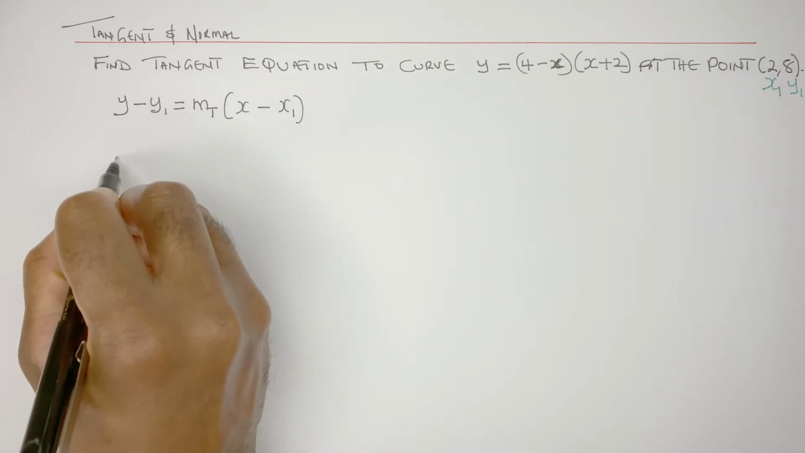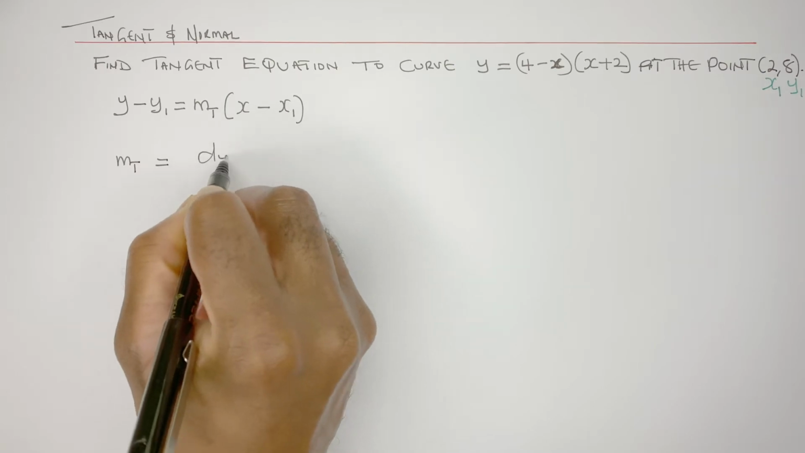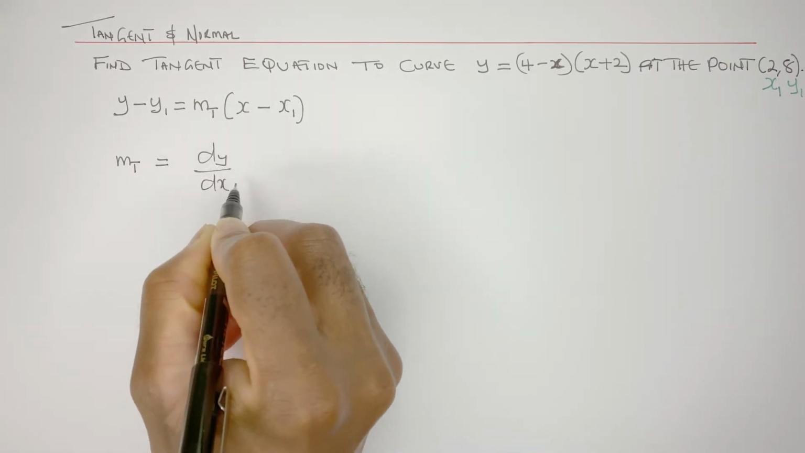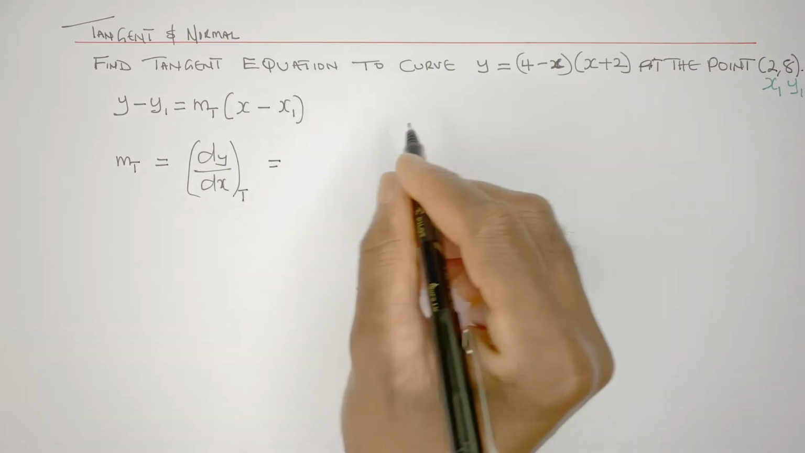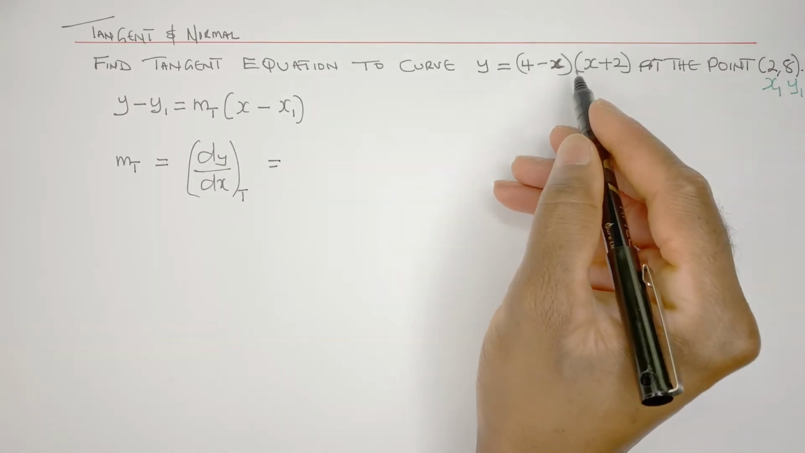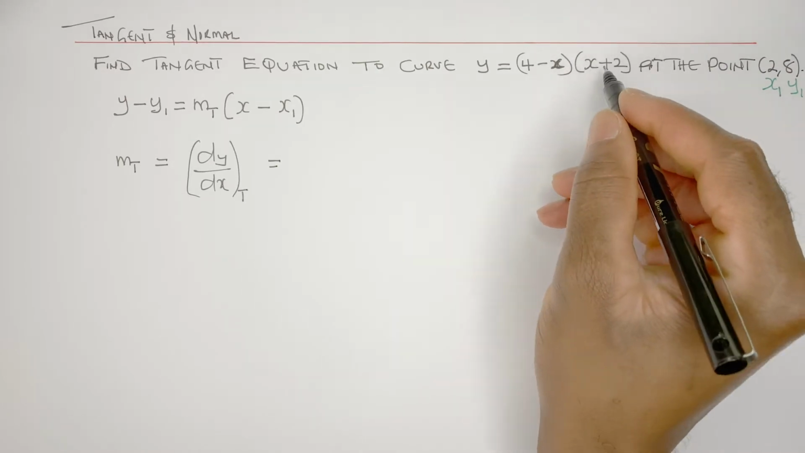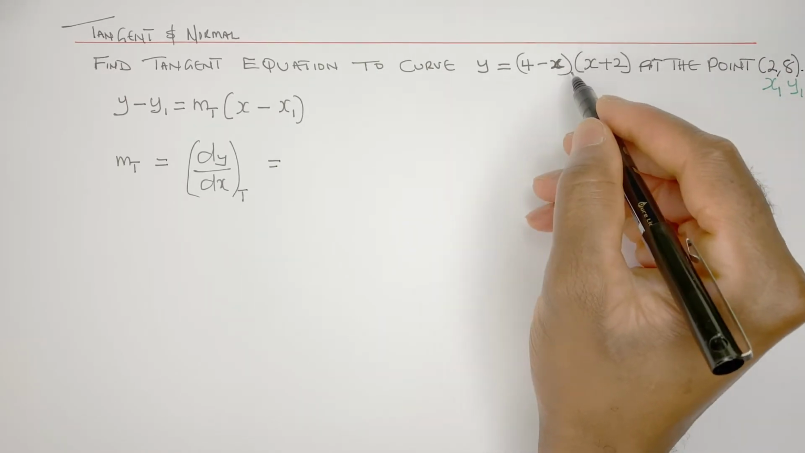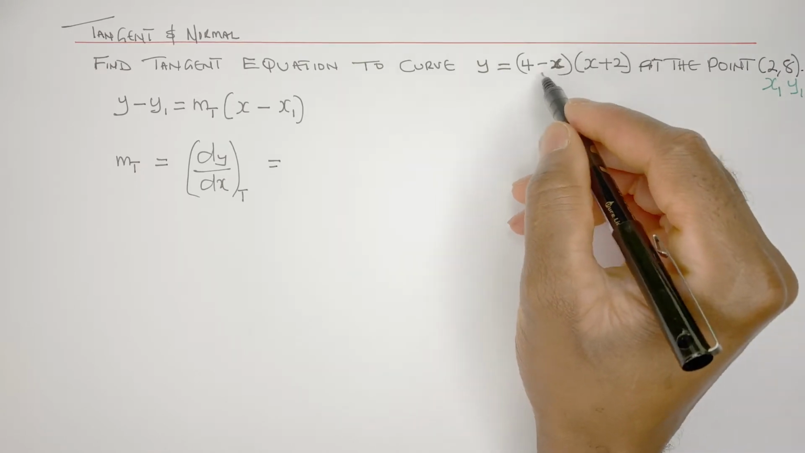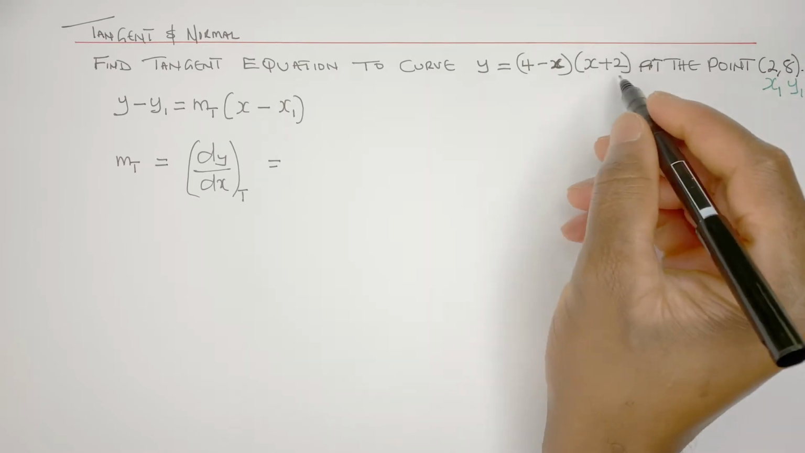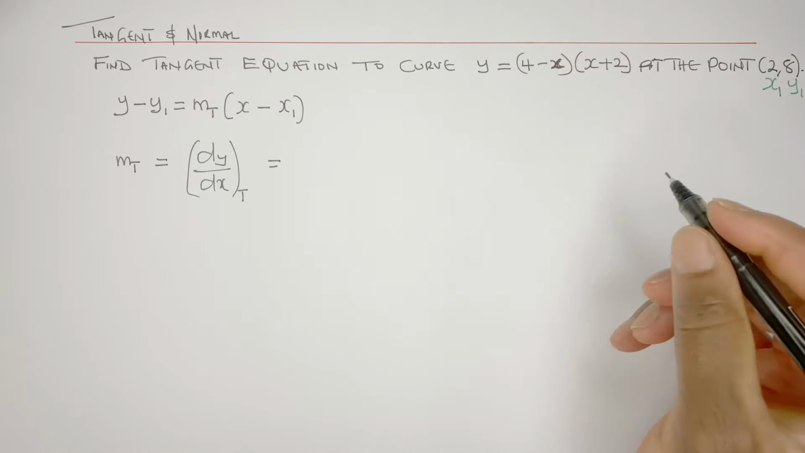We know that mt is dy/dx for the tangent. And we know the equation, so we can find the gradient. With this equation, I can use the product rule to find the gradient because that's a product, one function times another function. Or I can just expand this function and then differentiate term by term.